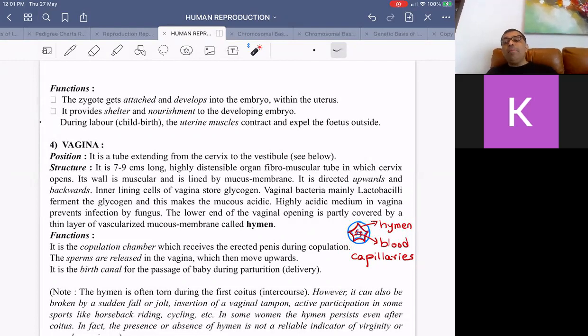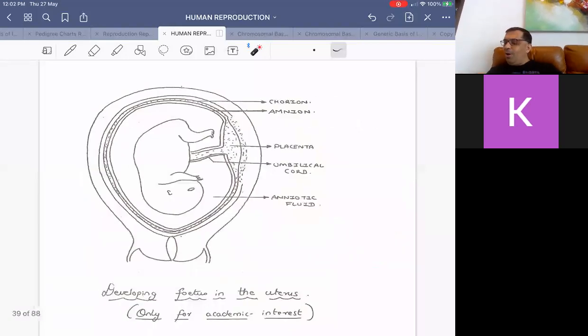And sometimes hymen ruptures even before a sexual intercourse. Say a lady is doing gymnastics, or she's doing cycling, heavy cycling, or gymnastics, or horse riding. So a lot of pressure comes on the vagina, and the hymen may rupture even before a sexual intercourse takes place. So here we talked about everything.